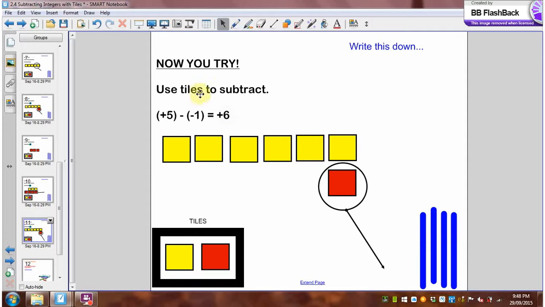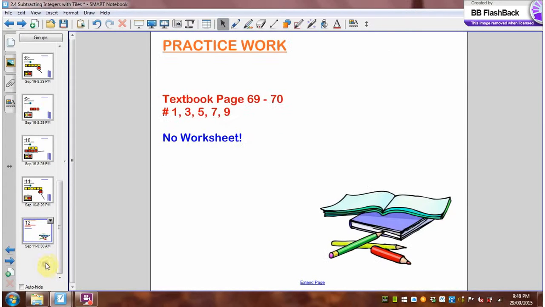Hopefully now you all got that. If not, ask a friend for help or ask an older student to help you out. Once you wrap your head around that, you're ready to work on some practice work. I want you to work on page 69 to 70, number 1, 3, 5, 7, and 9. So that's odd numbers there. Good luck with the practice work, and make sure you get help if you need it.